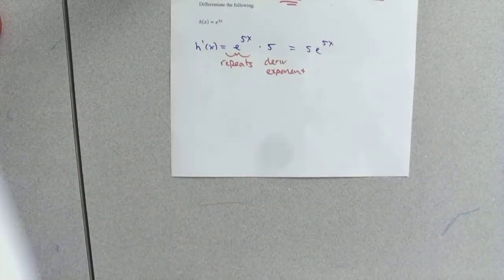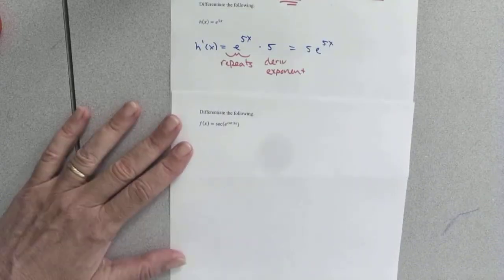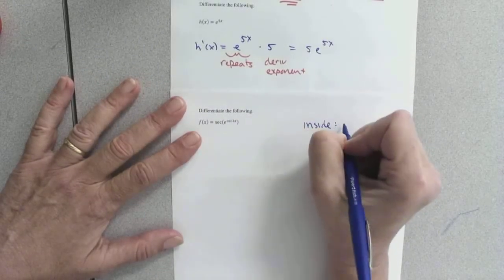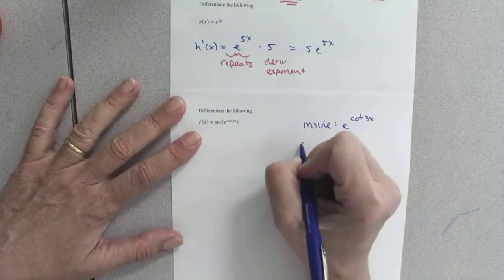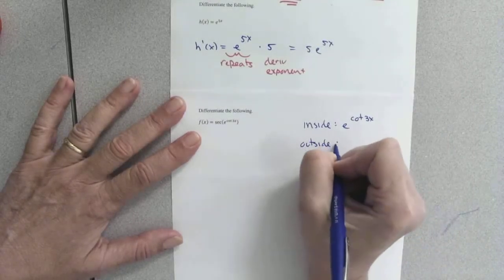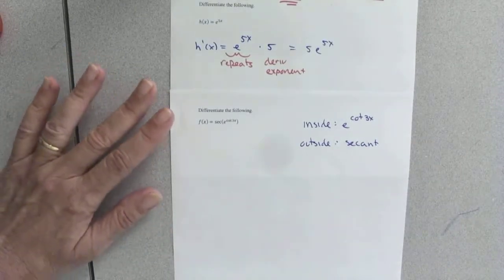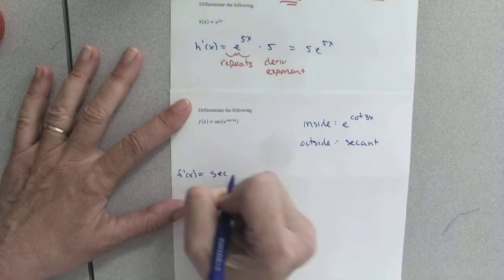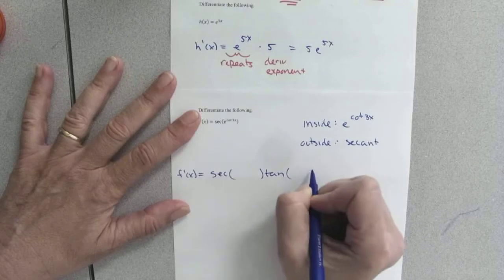Okay, they're going to make them just a tad harder. So again, I got a composition. My inside function is e to the cotangent 3x. My outside is the secant. So we're going to start on the outside. Derivative of secant is secant tangent. Left myself lots of room.